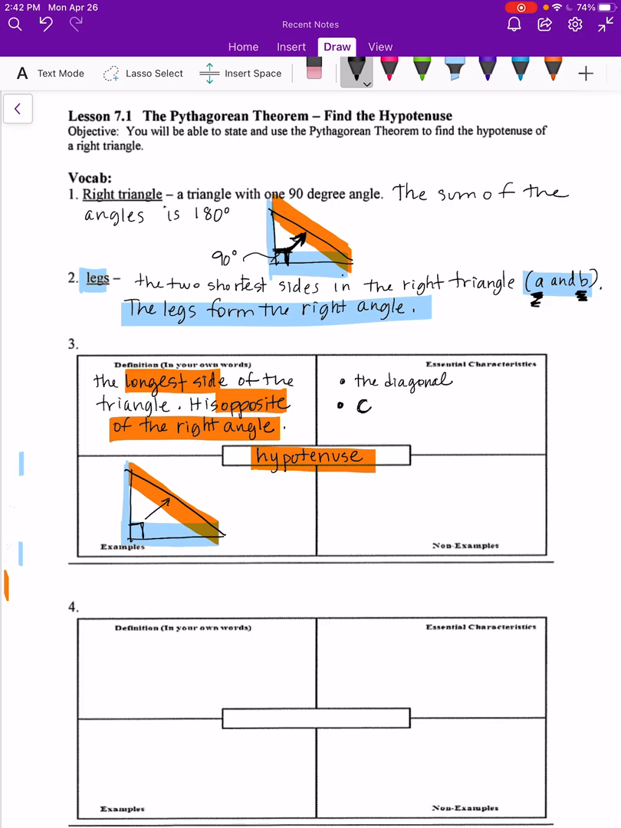Now, this only works for right angles. So a non-example would be something like this triangle. Because this angle right here is what we call obtuse. So I'm going to write this in here. This is obtuse. It's not a 90-degree angle. It doesn't make a little corner edge. It's obtuse, so it's not a right angle. And the Pythagorean theorem will not work for anything that's not a right triangle. So it won't work for that. It only works for right triangles.